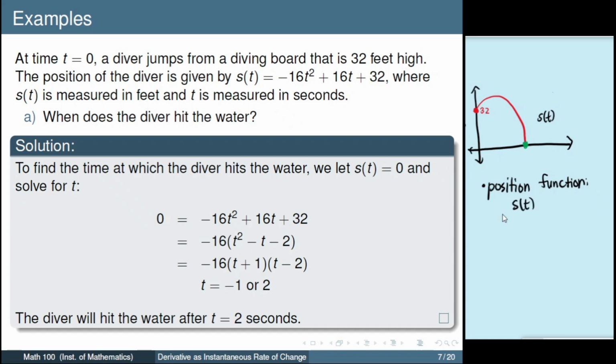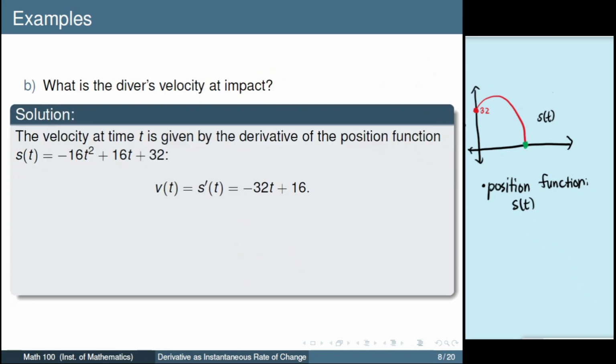Moving on to letter B, we are asked to find the diver's velocity at impact. The velocity will just be the rate of change of the position. Hence, to get the velocity, we just simply differentiate the position function. And that will be our second function, which is the velocity function. So we have here v of t, or the velocity function.